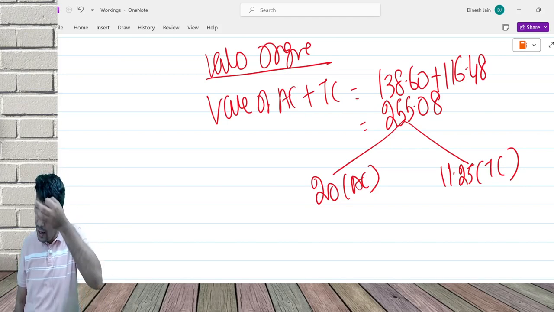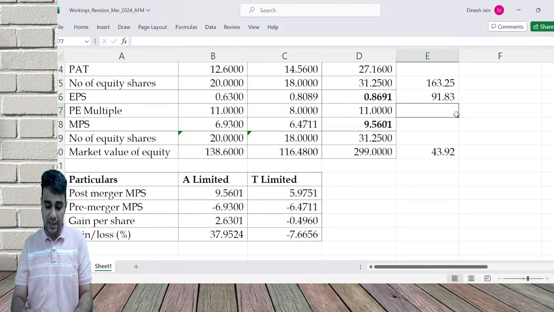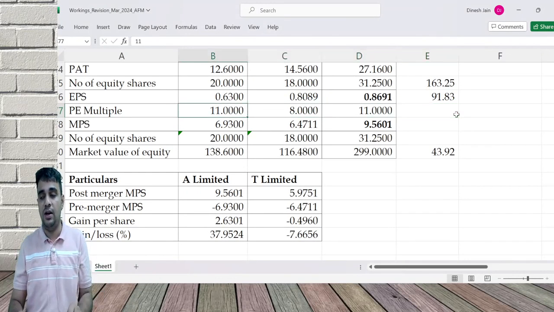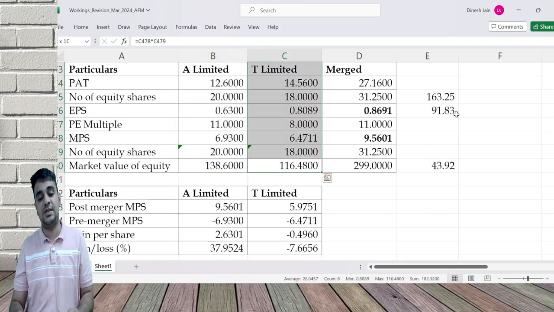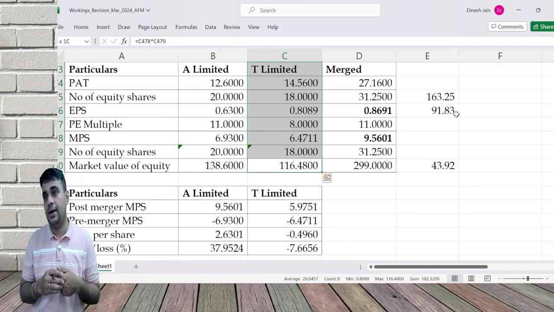If the combined value is 255.08, a part of the value will go to AC, which is 163.25. A part of the value will go to TC. In short, the exchange ratio is so bad that these guys go from 138.6 up to 163, and the other guy from 116 will decline to 91.